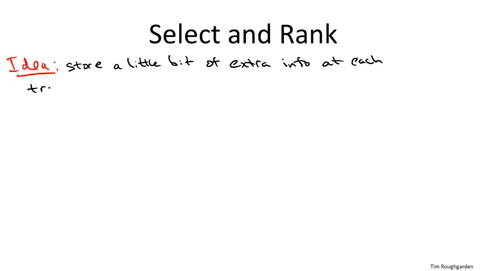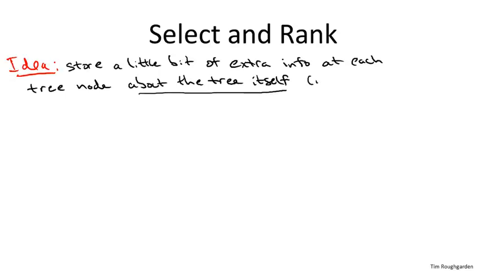So remember, select is just the selection problem. I give you an order statistic like 17, and I want you to return the 17th smallest key in the tree. Rank is I give you a key value, and I want to know how many keys in the tree are less than or equal to that value.